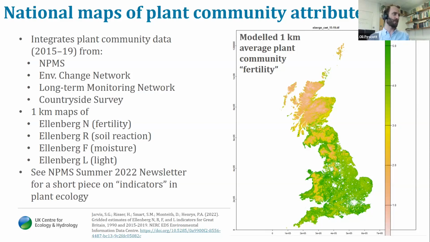So again, these have only just been released last year, so I'm not aware of any actual applications of these just yet, but I'm sure there will be. And again, that's down to your hard work in collecting those plant community data at small scales to enable these kind of brand new extrapolations of this type to be made.